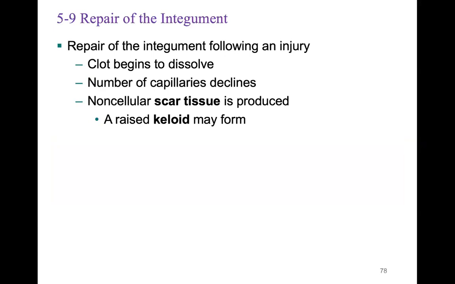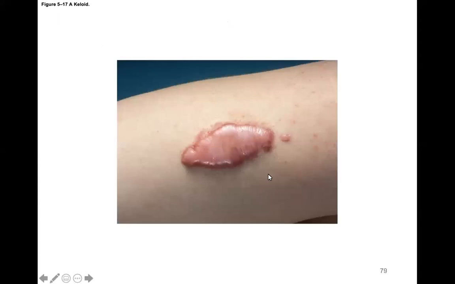Repair of the integument following an injury: the clot begins to dissolve. The number of capillaries declines. Non-cellular scar tissue is produced. And sometimes you may even have a keloid, which can form. This is with bad scarring right here. You can see this keloid that has formed there.